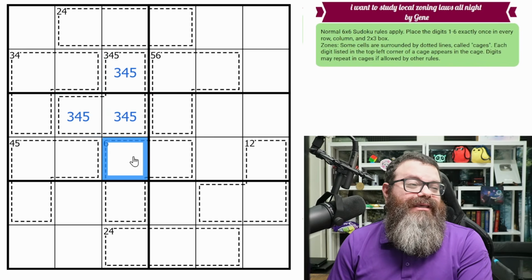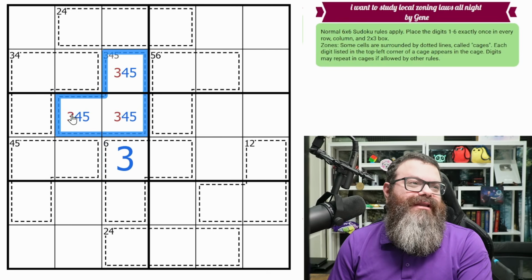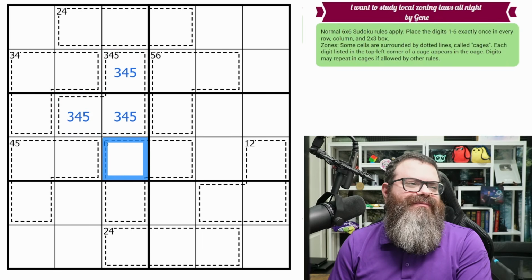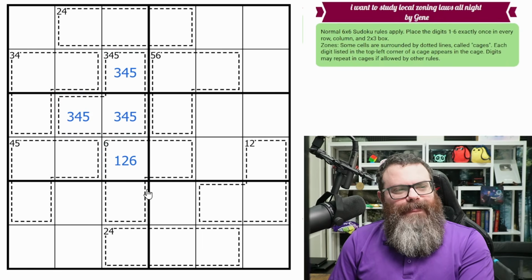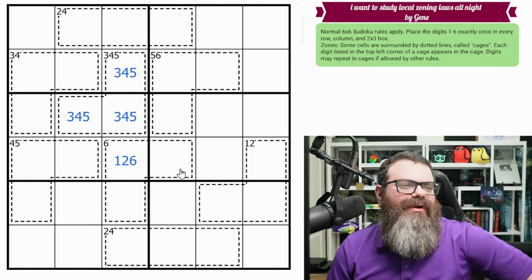So this cell here sees the entirety of the cage. Right. If it was a 3, we wouldn't be able to put a 3 anywhere in the cage, and that's bad. Same with 4 and 5. So this sees the whole 3, 4, 5 triple. So it's from 1 to 6. Now this is not adding to 6. This just requires a 6.